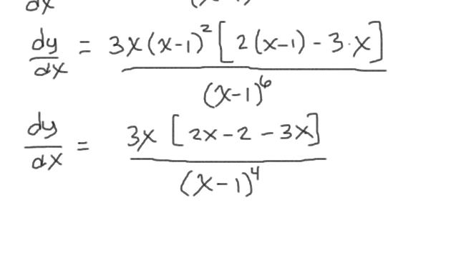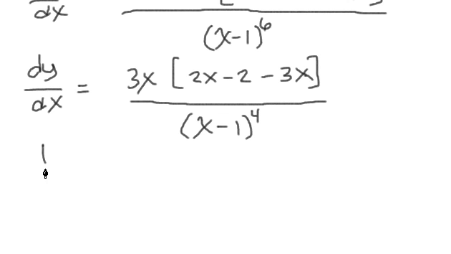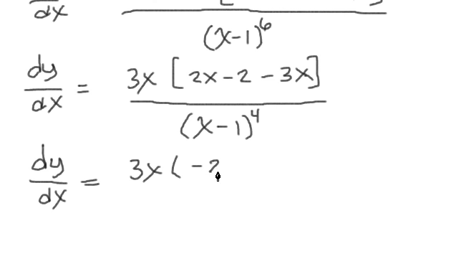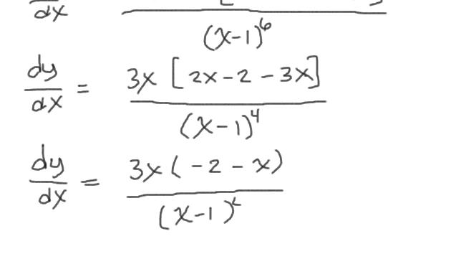And of course we can still continue on with this. dy over dx is equal to, and then we have a 2x minus 2 minus 3x, and that's going to simplify down to a negative x, negative 2, 3x, minus x, right? That's all over x minus 1 to the 4th.